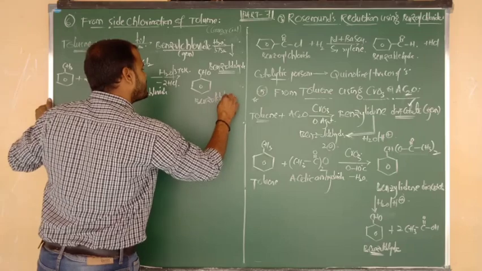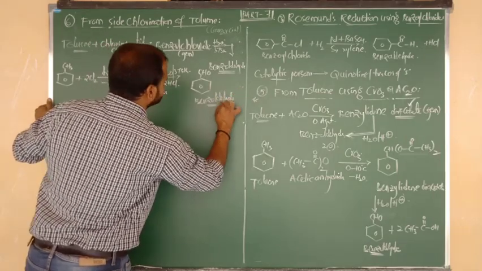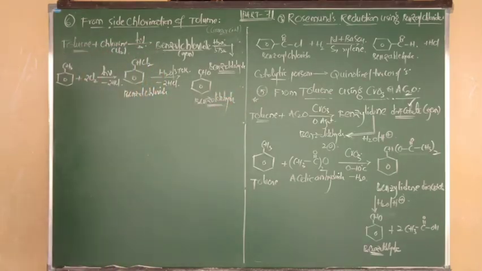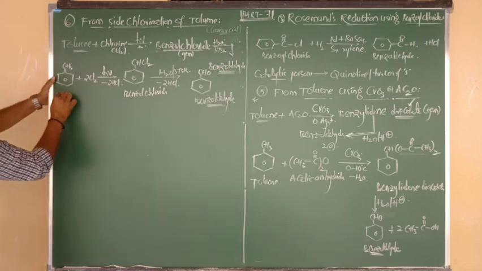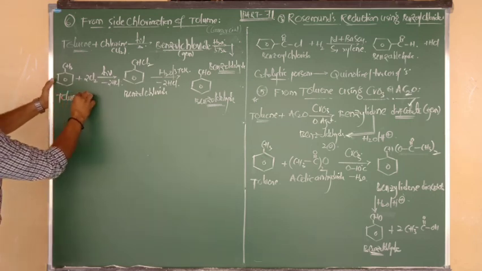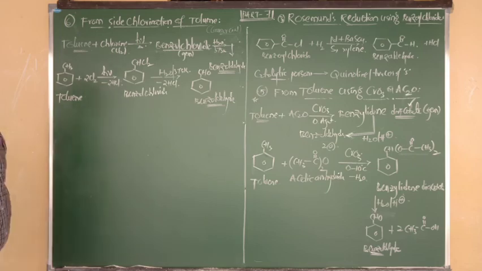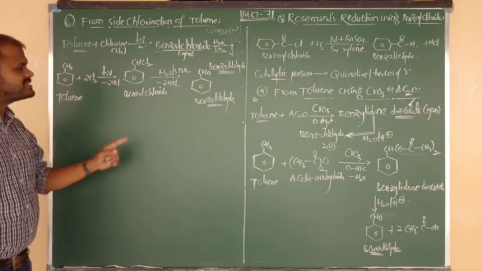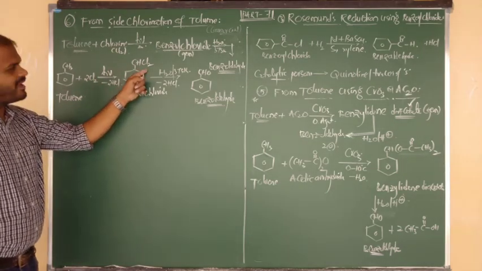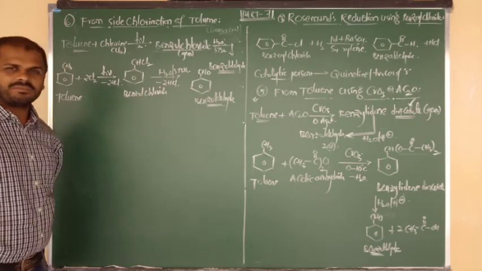What is the name of this product, beta? Benzaldehyde. I hope you understand. Once again, what is the name of this reactant? Toluene. Toluene on reaction with chlorine in presence of sunlight gives benzyl chloride, and followed by hydrolysis gives benzaldehyde.